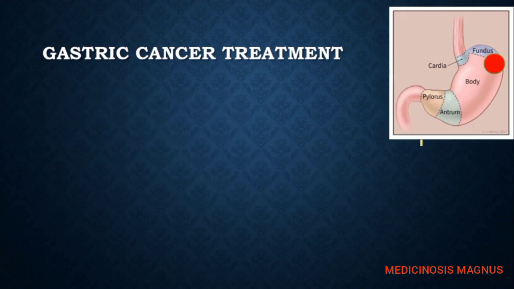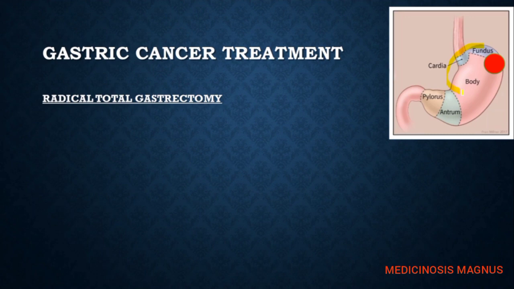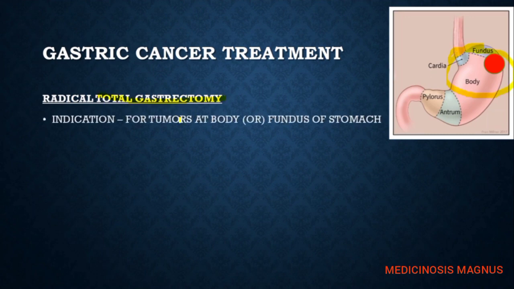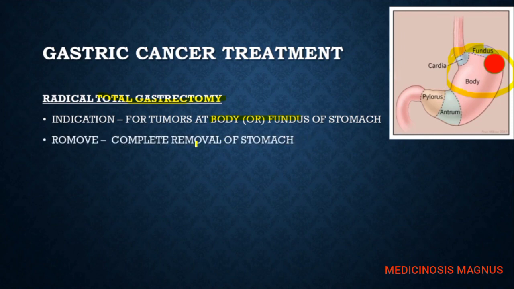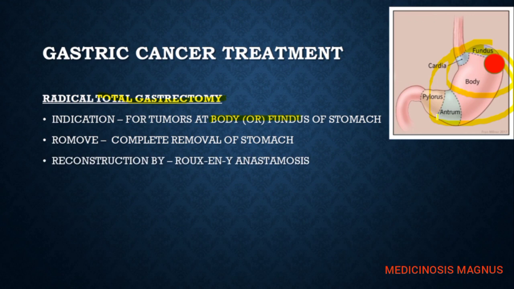When the cancer is at the proximal part, we do total gastrectomy. So total gastrectomy is used for tumors at the body or the fundus of stomach. Here we remove the stomach completely and then we reconstruct by Roux-en-Y anastomosis.